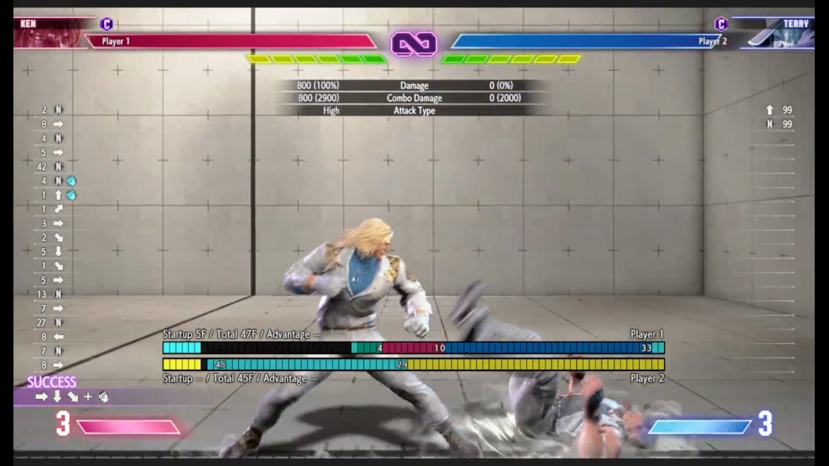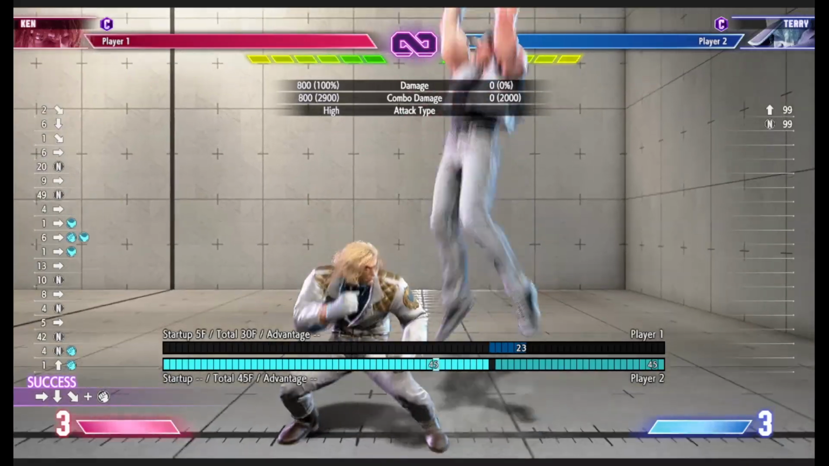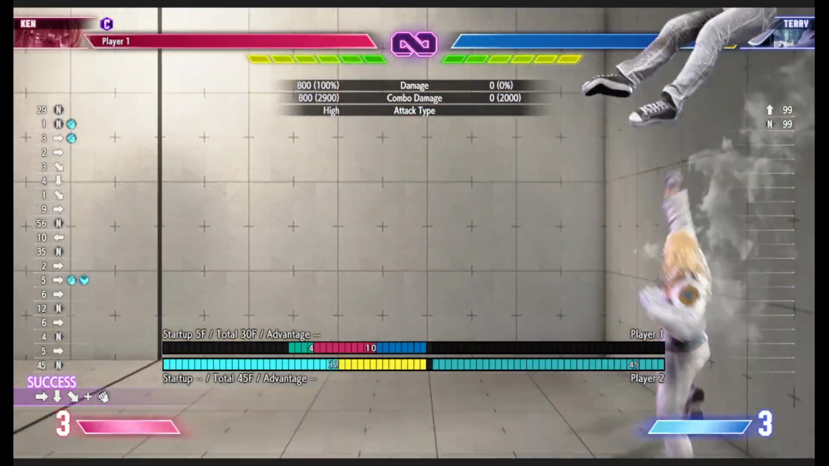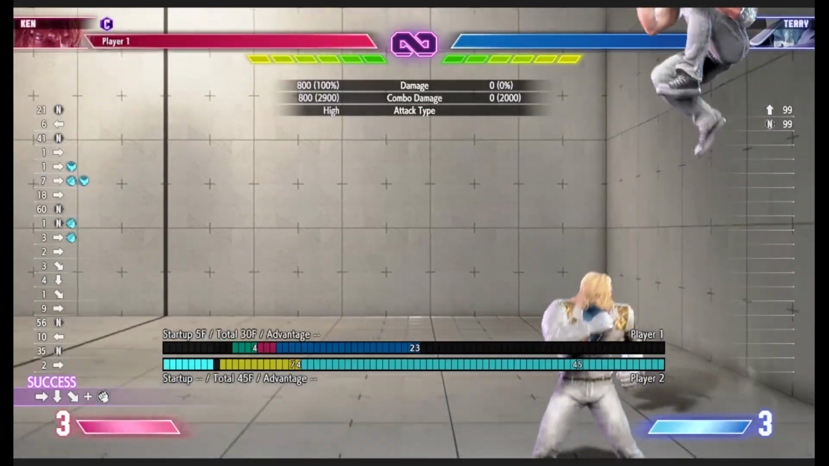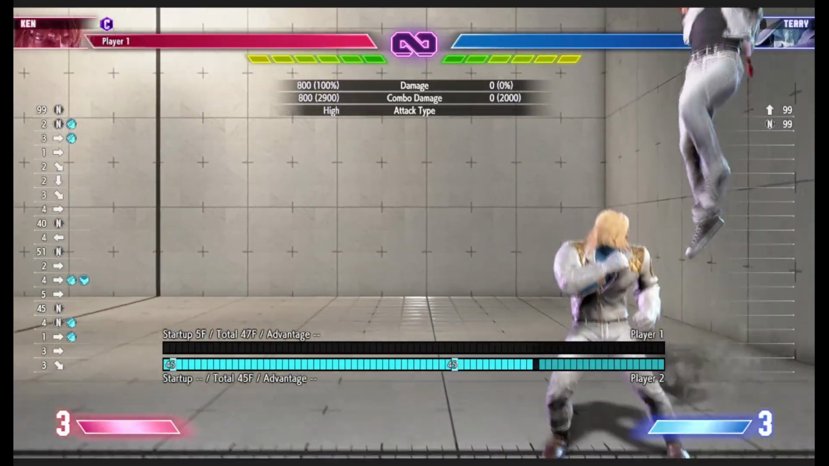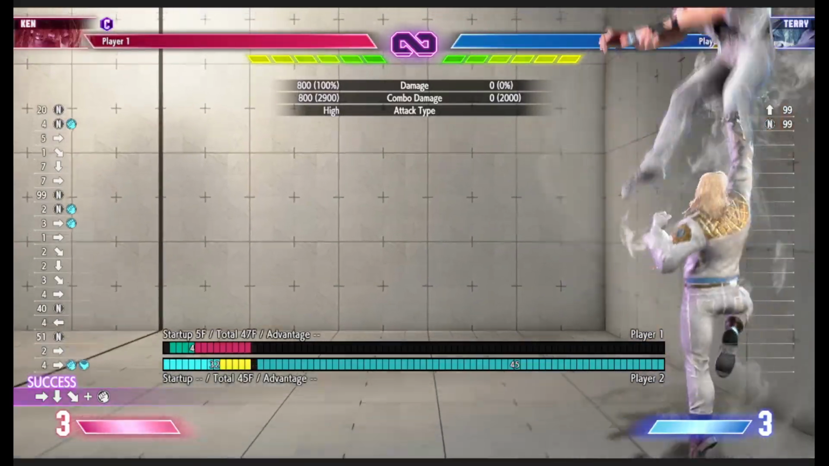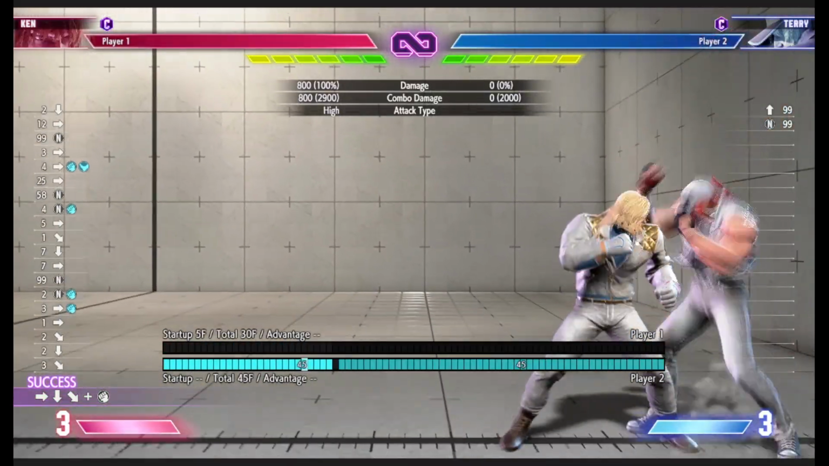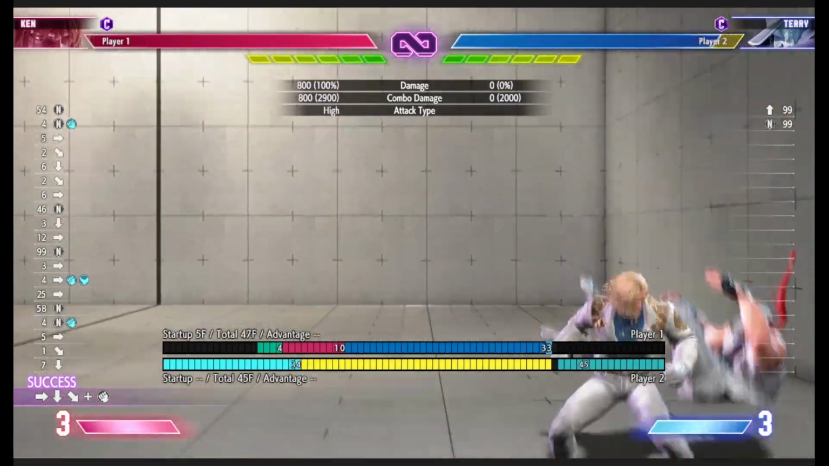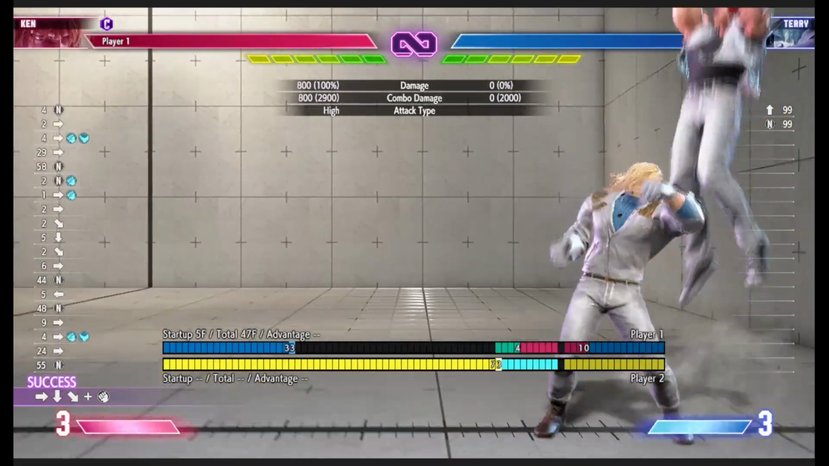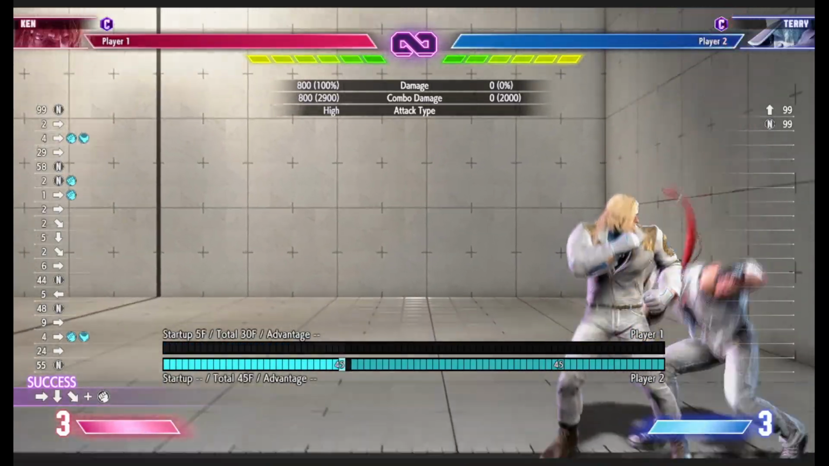So, jumps are throw invulnerable. No matter how many times I go for this throw, because he's jumping, pre-jump and backdash frames are throw invulnerable. So if you're getting hit and someone's going for a meaty throw on you, they're trying to throw you as soon as you get up off of the ground.